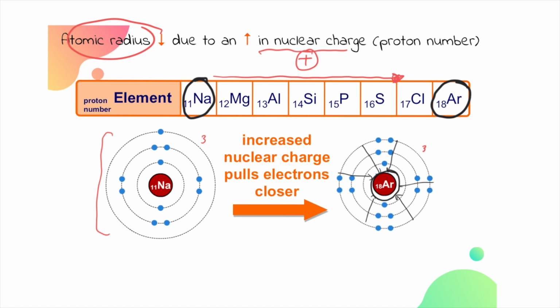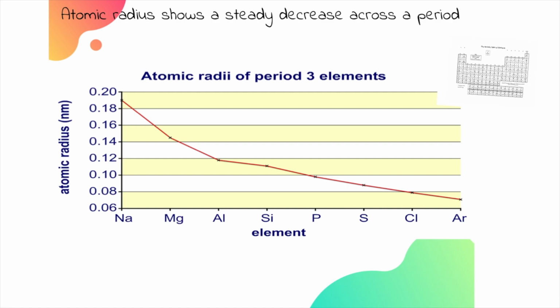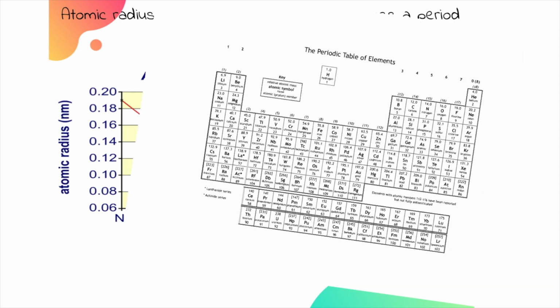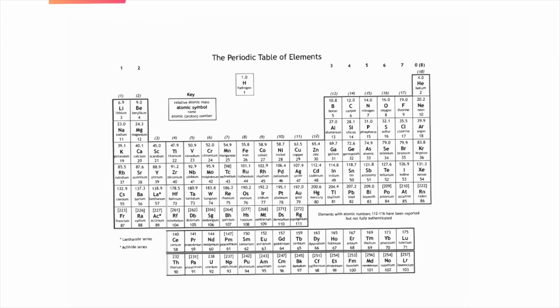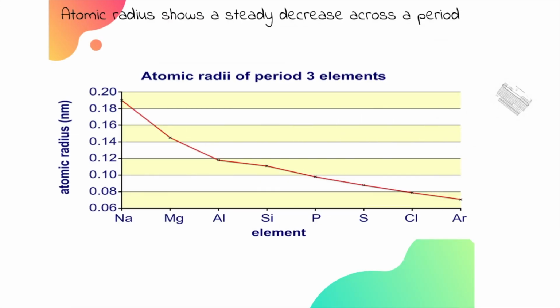So that's a very straightforward trend. There are no exceptions when it comes to atomic radius. Once again, I have elements from the same period. Here I'm taking elements from sodium all the way to argon, and we're drawing a graph of atomic radius. As you move across a period from left to right, you would notice that the size of the atom decreases. As I told you, it's a steady decrease, and it always has to do with the nuclear charge, or the number of protons in the nucleus.